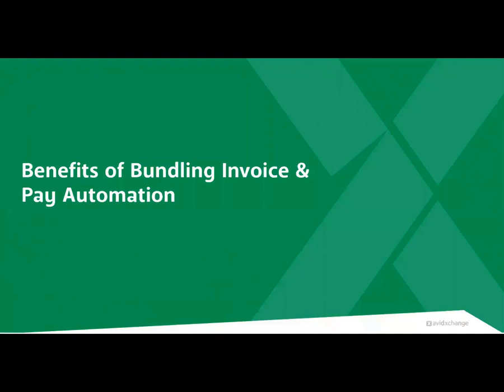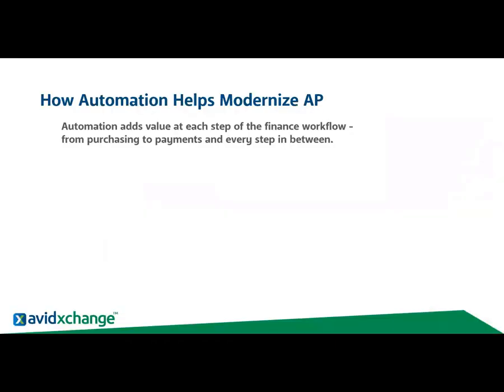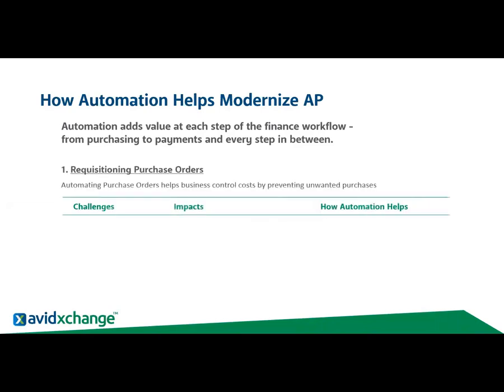So let's talk about some of the benefits of bundling invoice and a payment automated system together. So how does automation help modernize AP automation for a company when they move from a manual system to an automated system? There's a lot of challenges that have an impact when you do roll out a new system.